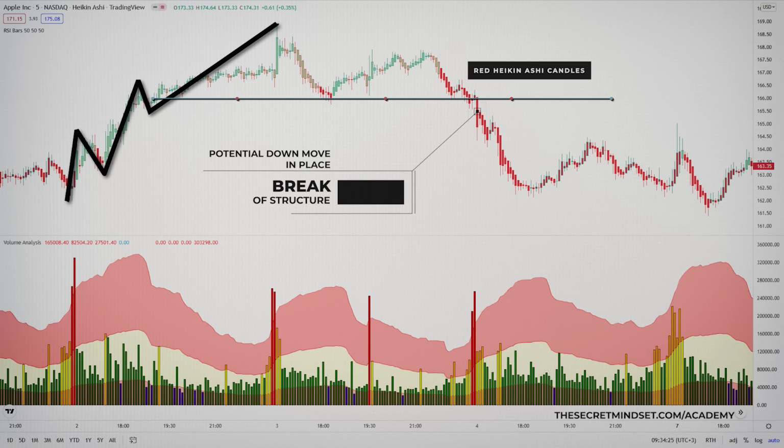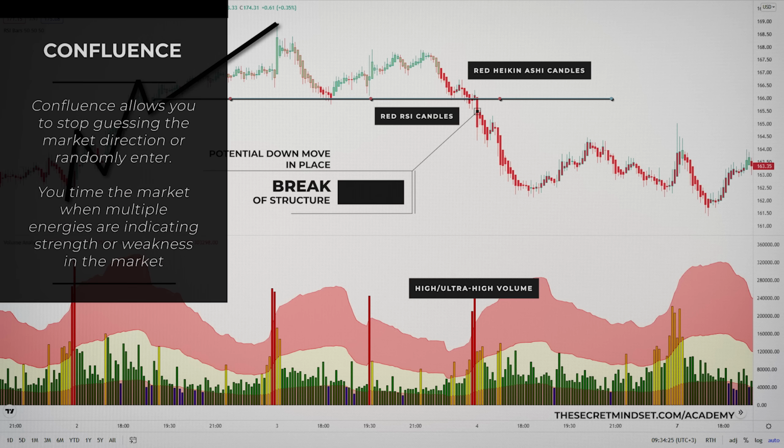The trend condition is confirmed by the red Heikin Ashi candles. Momentum is also down, with the RSI candles being red. At the moment of the breakout, we see an obvious increase in volume, which is our third condition. So trend, momentum, and volume are indicating the same thing. This is the power of confluence. You don't guess the market direction or randomly enter when you see some activity. You time the market when multiple energies are indicating strength or weakness in the market.